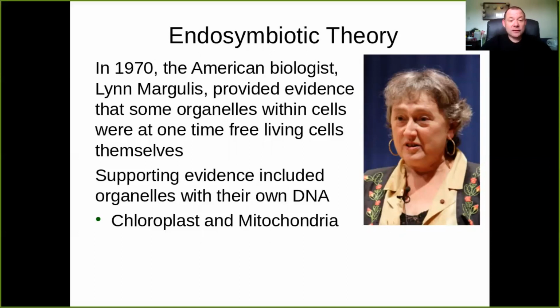Supporting evidence included organelles with their own DNA, the chloroplast and the mitochondria. You see, chloroplasts and mitochondria both have their own DNA separate from the DNA of the nucleus. And the DNA is circular. The DNA in eukaryotes is not circular, it is linear chromosomes. Bacterial DNA is circular, and so is mitochondrial DNA and chloroplast DNA. This is strong evidence. Plus, chloroplasts and mitochondria are about the same size as bacteria and have a similar structure.